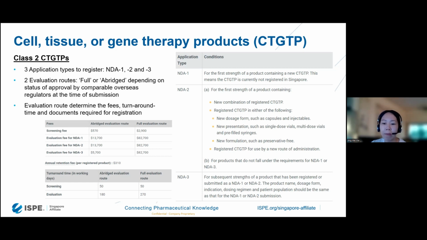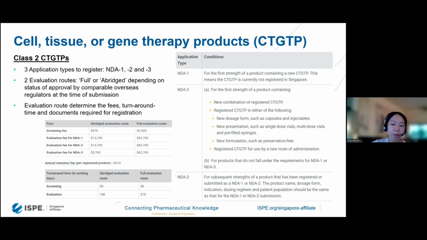So for full submission route, sponsor will need to notify HSA at least 2 months before submission of the full evaluation application. Sponsor can also request for a pre-market consultation if it is necessary to discuss specific areas related to their application, including the need for an overseas good clinical practice inspection where relevant.